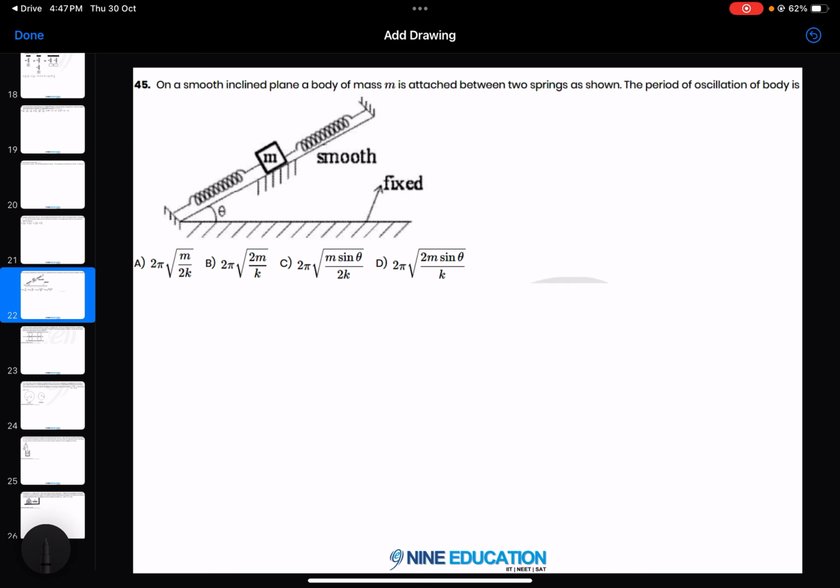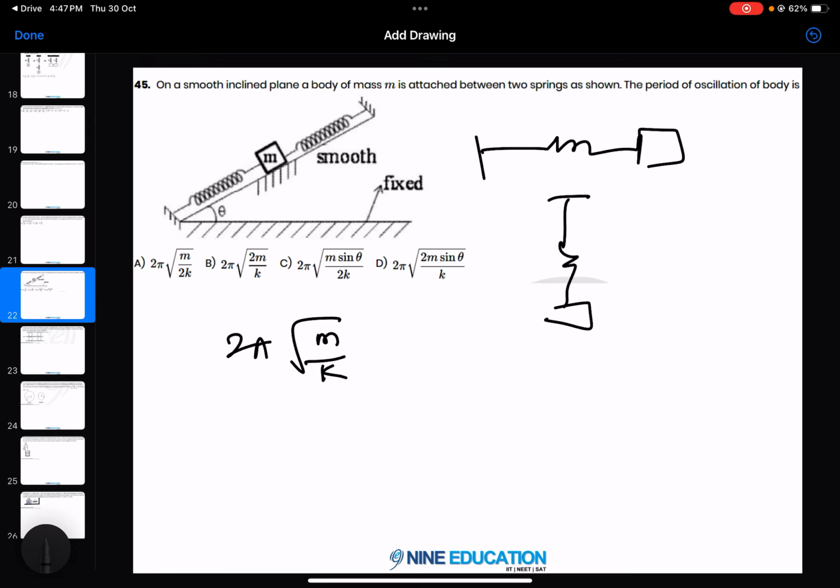Irrespective of how you place this mass system, be it horizontal or vertical, the time period will be 2 pi root m by k. Here k effective will be 2k because the springs are in parallel, so 2 pi root m by 2k, which will give us option A.